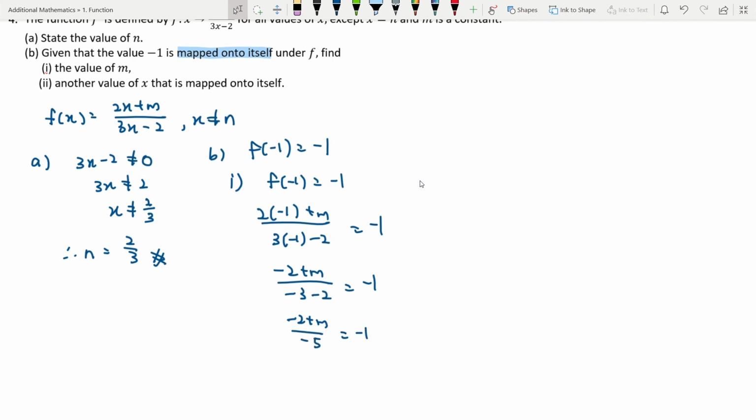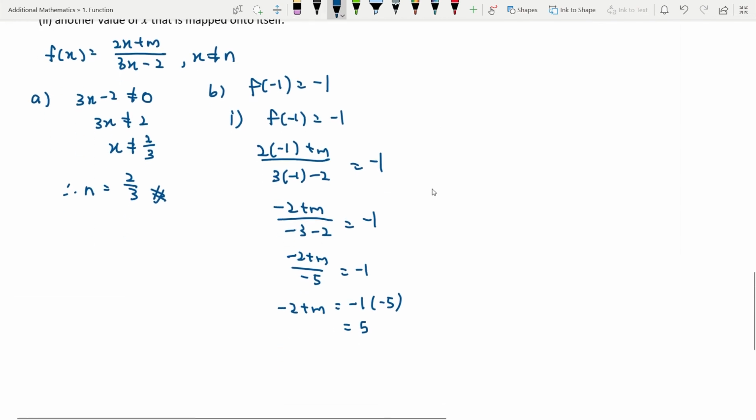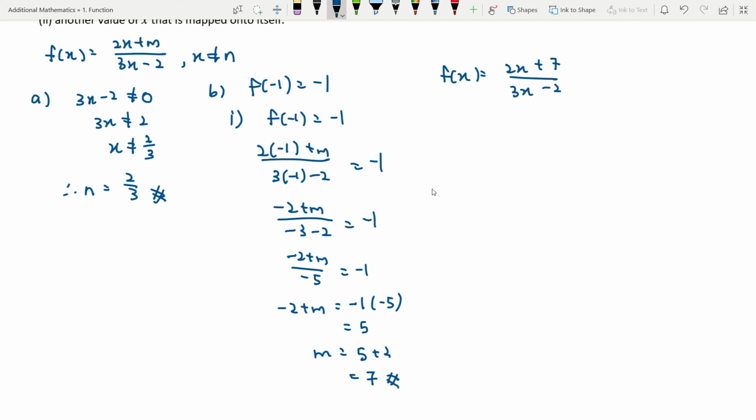Multiply both sides with -5. We get -2 plus m. -1 multiplied with -5, we get a +5. Continue. Bring the -2 to the other side. 5 plus 2, m equal to 7. Now, our function f is equals to 2x plus 7 over 3x minus 2.